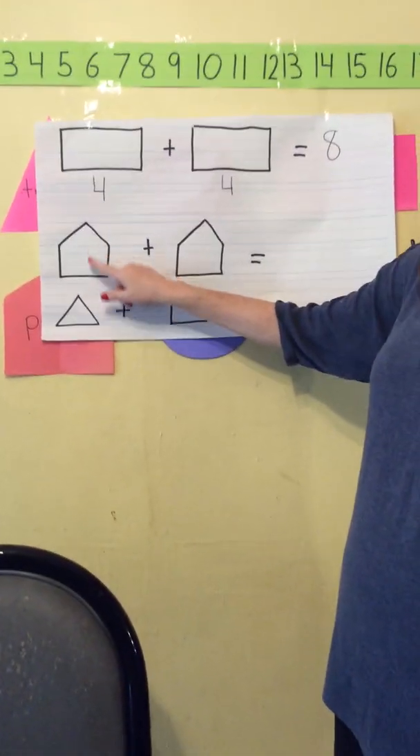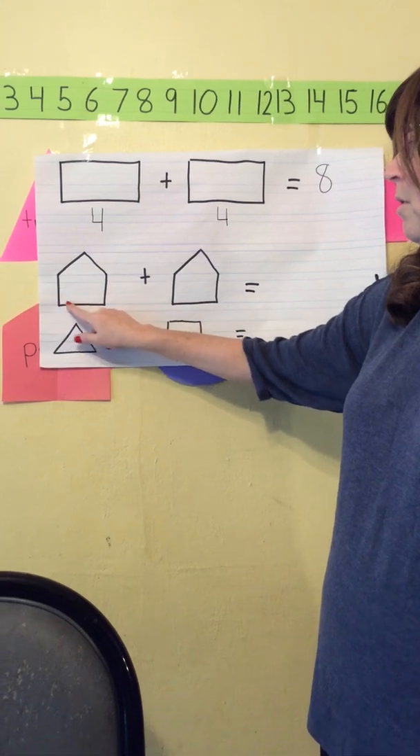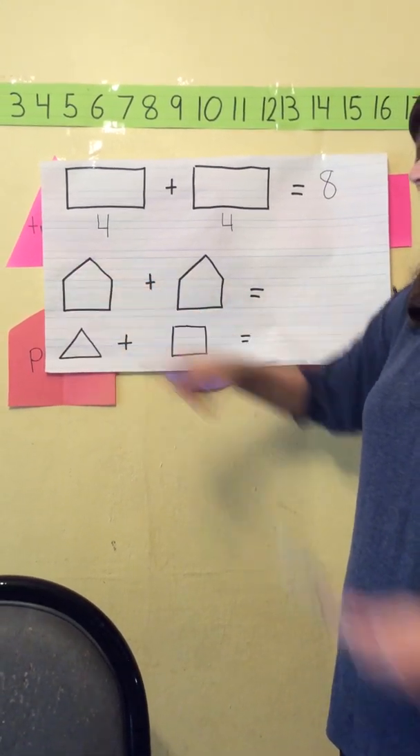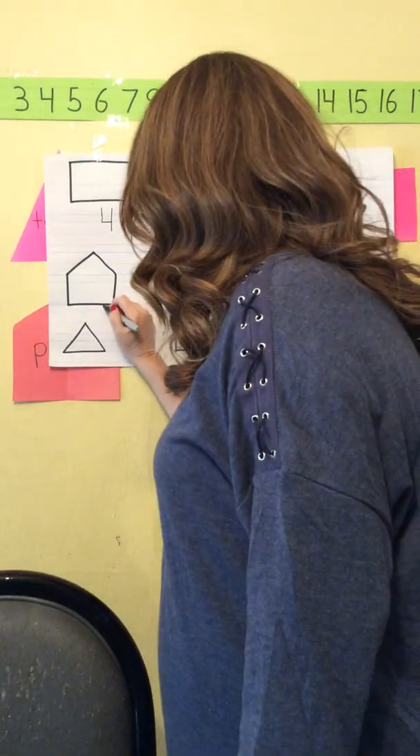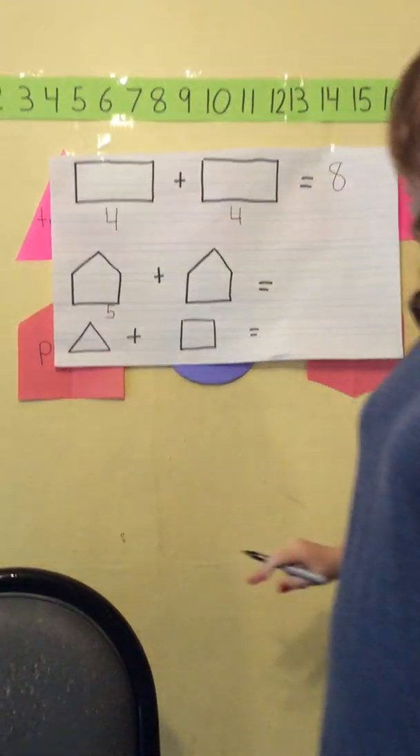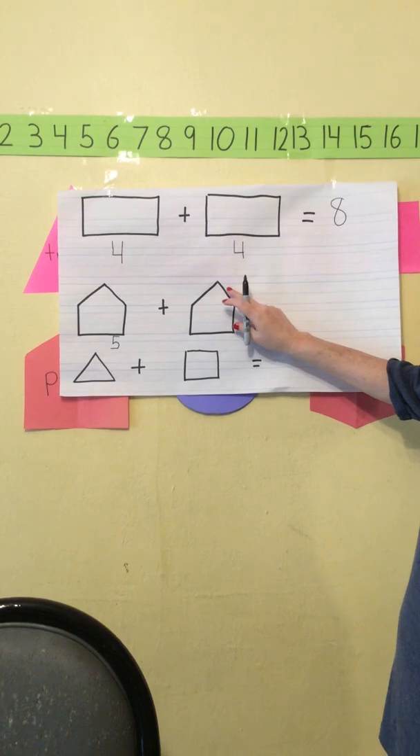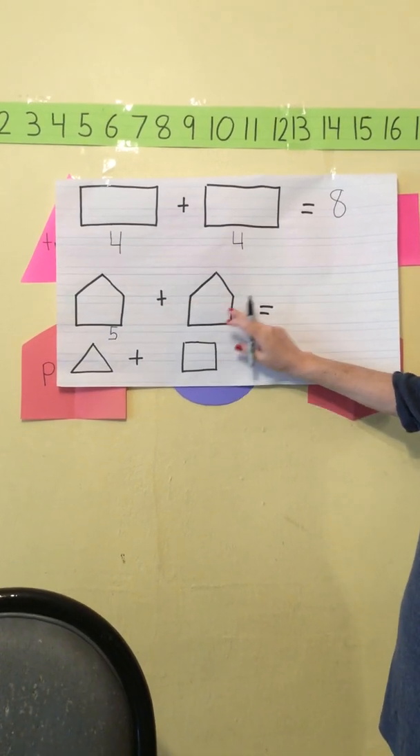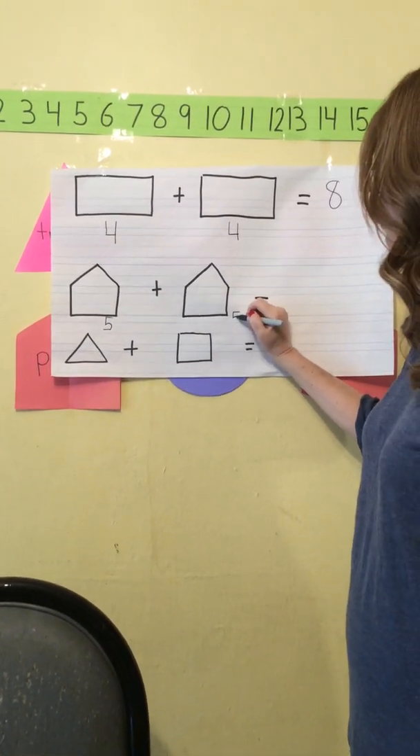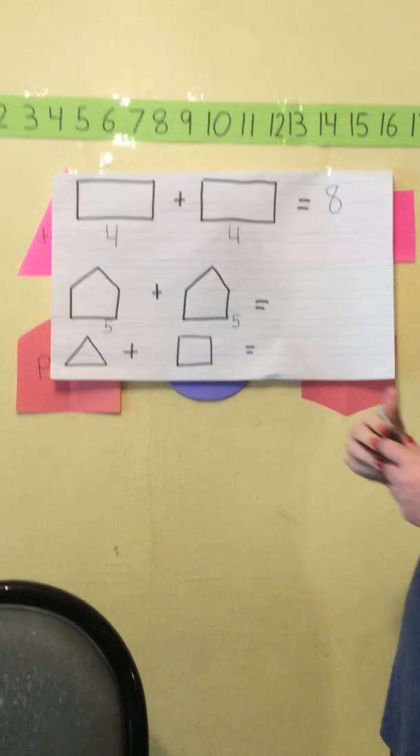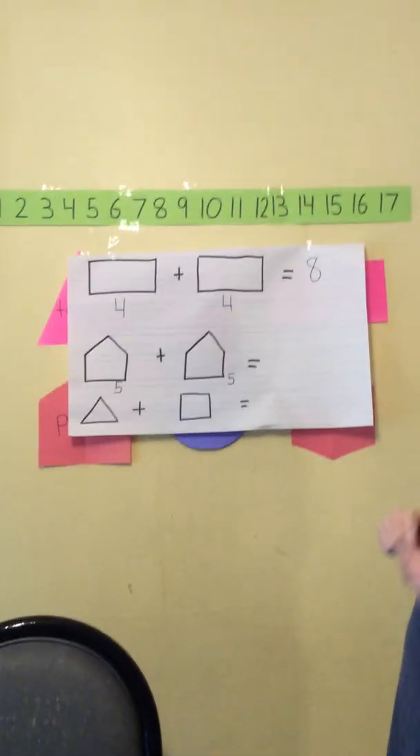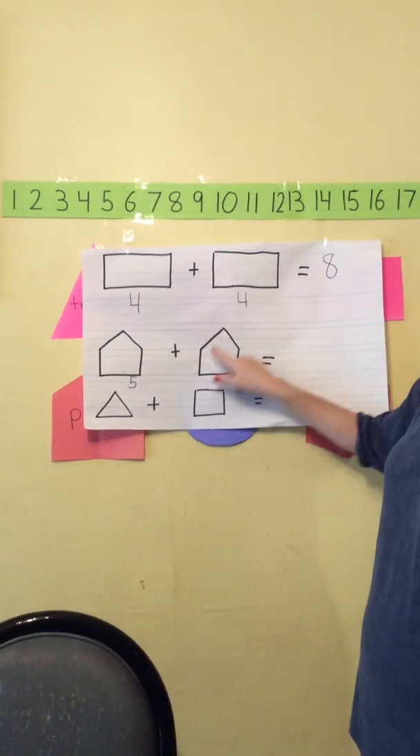A pentagon has 1, 2, 3, 4, 5 sides. I'm going to make a 5 under here. And I'm adding another pentagon that also has 1, 2, 3, 4, 5 sides. Let's use our number line to count how many sides we have all together.